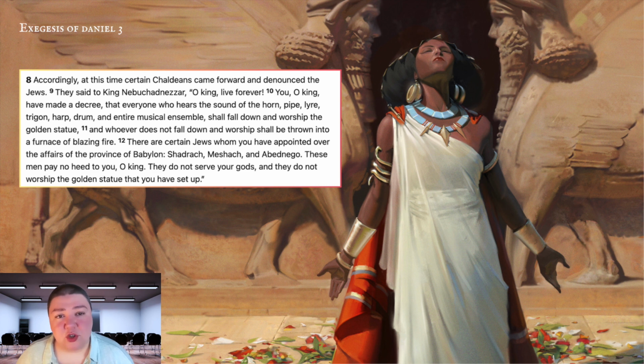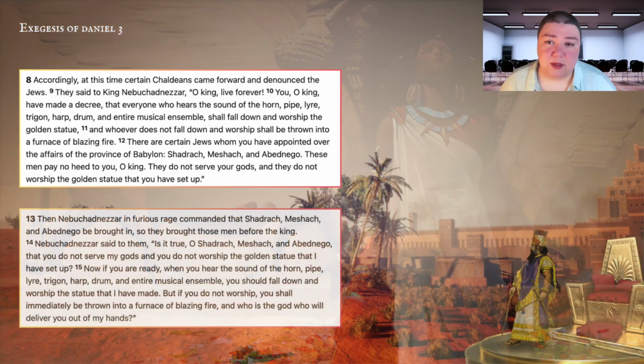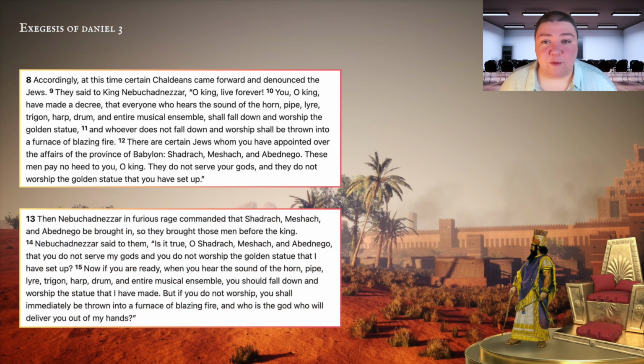There are certain Jews whom you have appointed over the affairs of the province of Babylon, Shadrach, Meshach, and Abednego. These men pay no heed to you, O king. They do not serve your gods, and they do not worship the golden statue that you have set up." Then Nebuchadnezzar, in furious rage, commanded that Shadrach, Meshach, and Abednego be brought in. So they brought those men before the king.